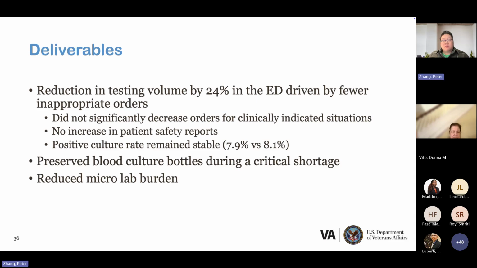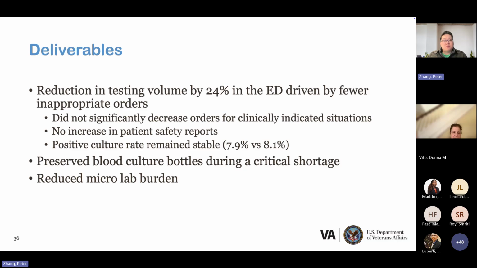So what were our deliverables? The blood culture menu reduced testing volume by 24% in the ED, driven by the decrease in inappropriate orders. On the other hand, the rate for appropriate orders remained stable, suggesting that the menu didn't really deter providers from ordering blood cultures when they were actually necessary. And during this time, we did not see any patient safety events for missed bacteremia or infection, and the rate of positive cultures remained pretty stable throughout the study.